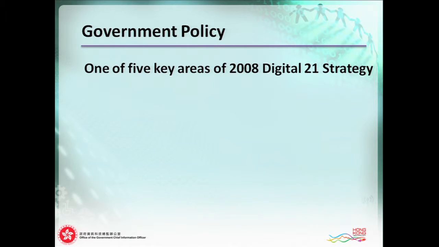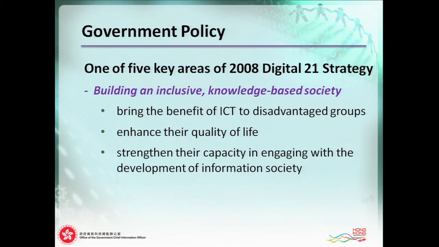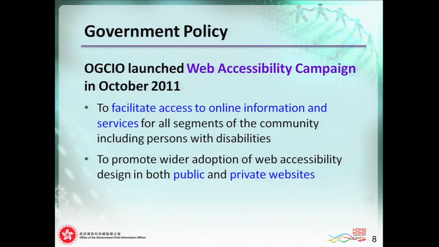In Hong Kong, web accessibility is in line with one of the 5 key action areas under our ICT strategy, that is, building an inclusive, knowledge-based society. We aim at bringing the benefits of technological advancement to the needy groups so as to enhance their quality of life, let them have a more independent life and engage them in the information society. And we, the Hong Kong government, launched a web accessibility campaign 2 years ago with an aim to promote wider adoption of web accessibility in both the public and private sectors.